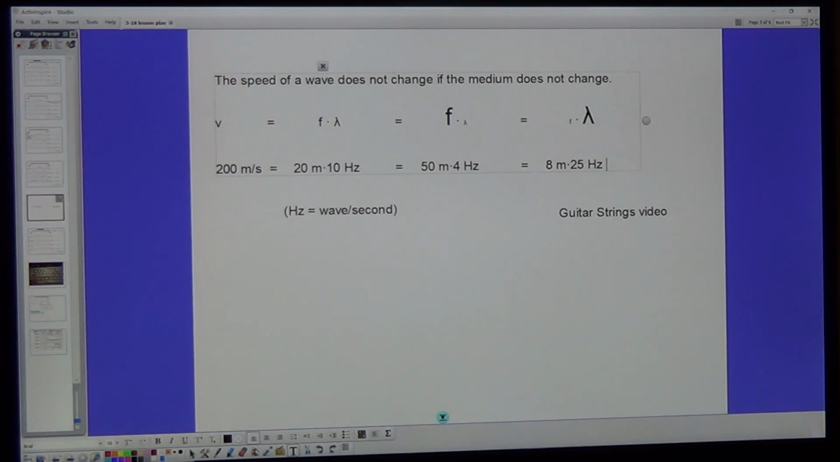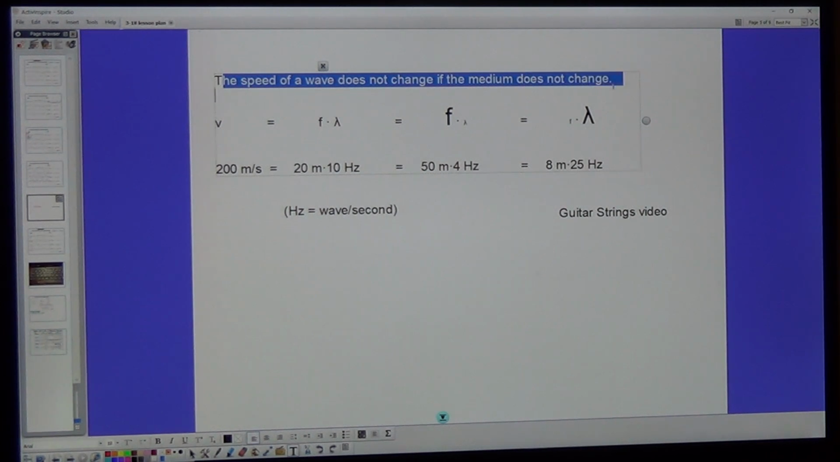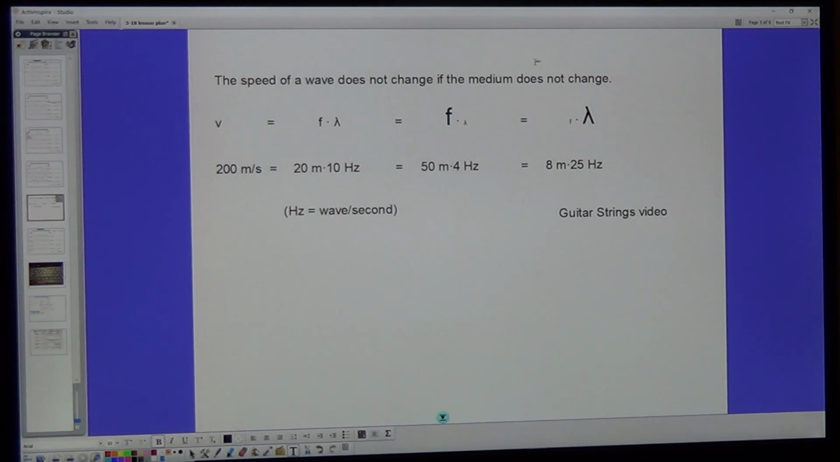Now, one thing we want to point out right here, the speed of the wave does not change if the medium doesn't change. So just because you shake the spring or the string faster, more often, with a higher frequency, that does not change the speed of the wave that moves. So the speed of the wave is going to be constant as you shake the spring or the string at different frequencies. But if the frequency goes up to equal the same velocity, well, the wavelength is going to have to go down. It's going to have to get smaller.